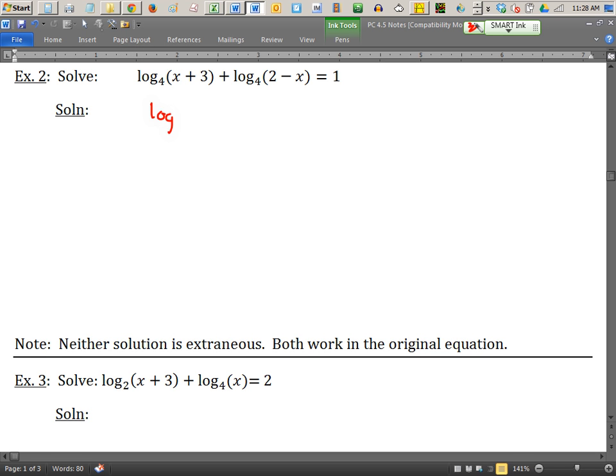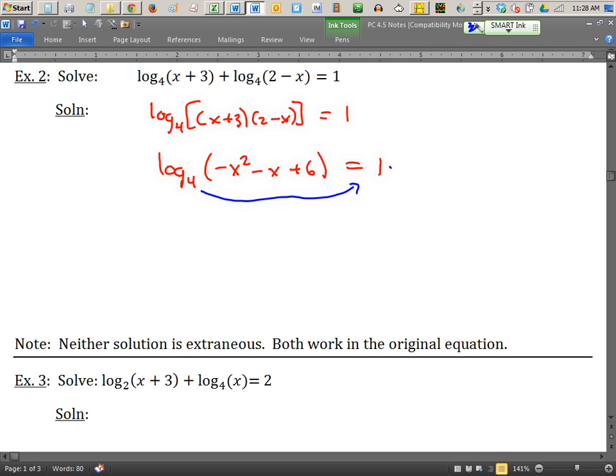But you could just write this as log base 4, and then multiply the x plus 3 and the 2 minus x like that. Okay? So you basically have log base 4 of negative x squared minus x plus 6 equals 1. And then you have to get rid of the log somehow. So you can think of it as 4 to the first equals negative x squared minus x plus 6. So you could just basically move that 4 over and bump that 1 up into the power realm.